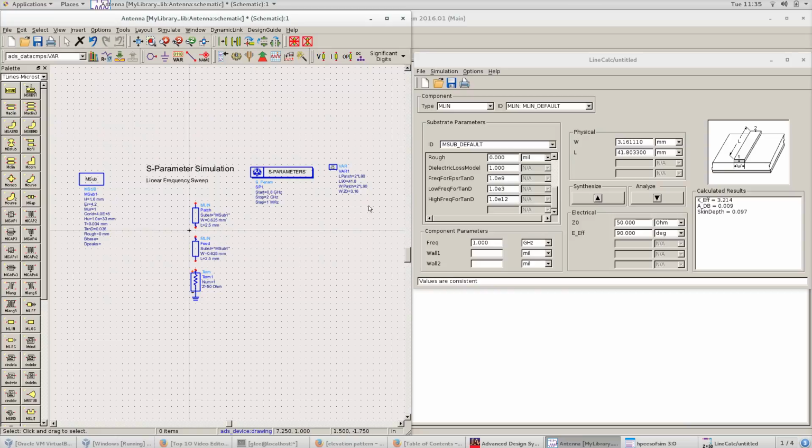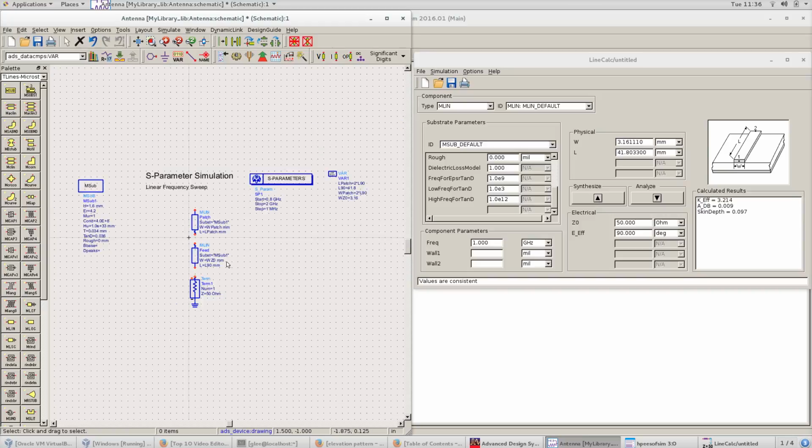So now with these values all set up, I'm going to say, okay, the width of my patch is going to be W patch, and my length is going to be L patch. My width of my feed is going to be WZ0, and my length is going to be L90.